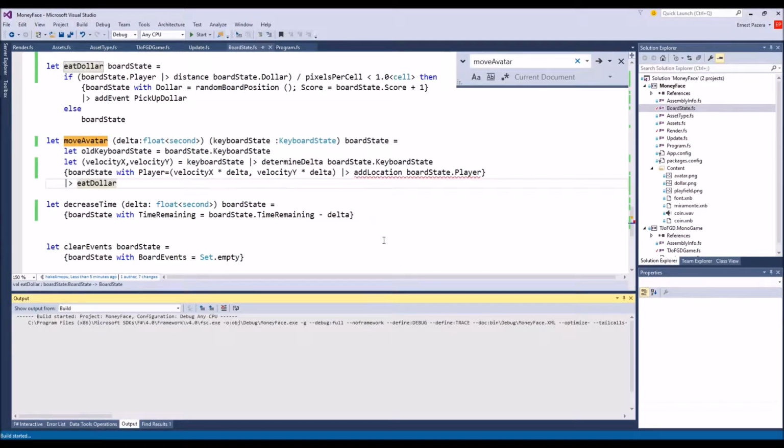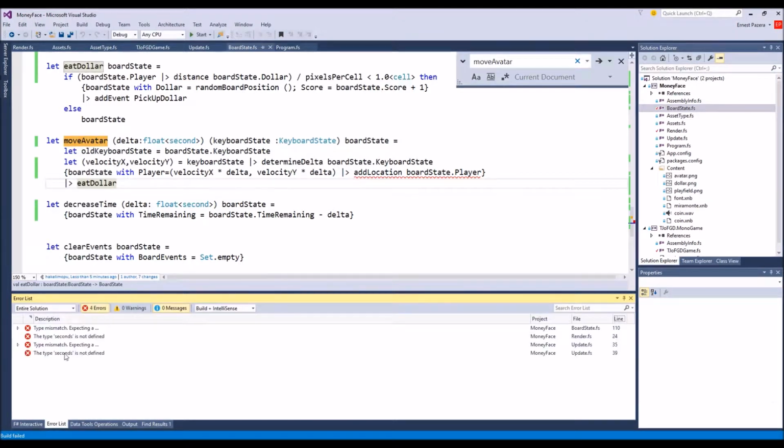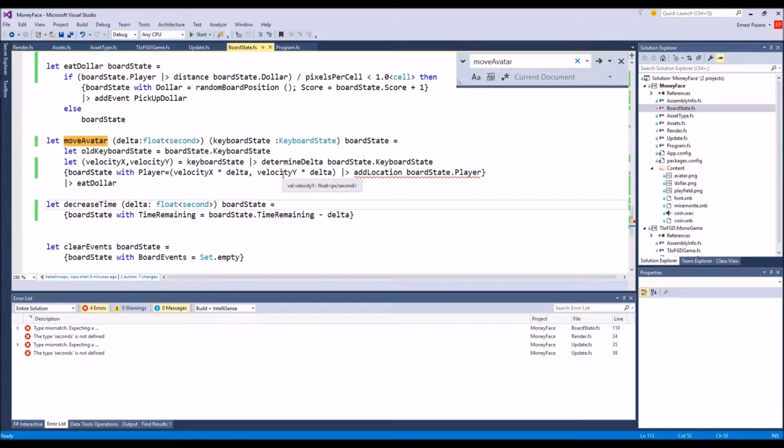Let's try it. Gonna be happy with me now? Okay, and given this, times float second should be float pixels.